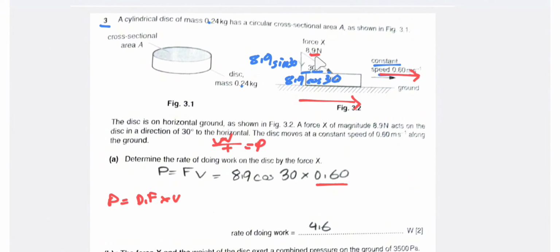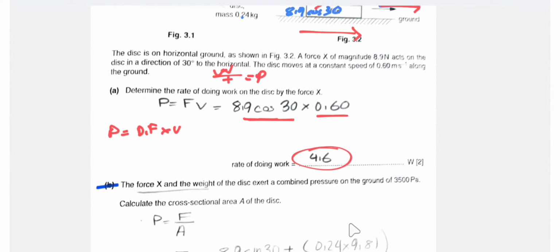So what would be the horizontal component? If we break the force into its components, the vertical component is 8.9 sin 30 and the horizontal component is 8.9 cos 30. So the horizontal force is 8.9 cos 30, and the speed is 0.60. After multiplying, we get a value of 4.6 as the power, to two significant figures or one decimal place.